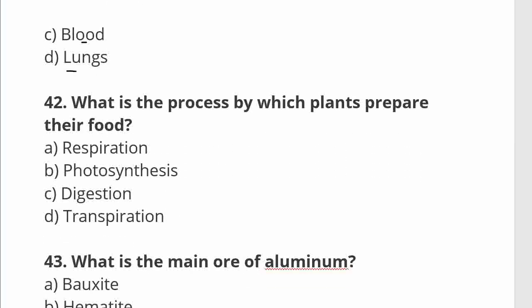Now the next question is, what is the process by which plants prepare their food? Options are A. Respiration, B. Photosynthesis, C. Digestion, D. Transportation. The right answer is option B. Photosynthesis. Photosynthesis is a process by which plants convert sunlight, water, and carbon dioxide into glucose, food, and oxygen, providing energy for growth.